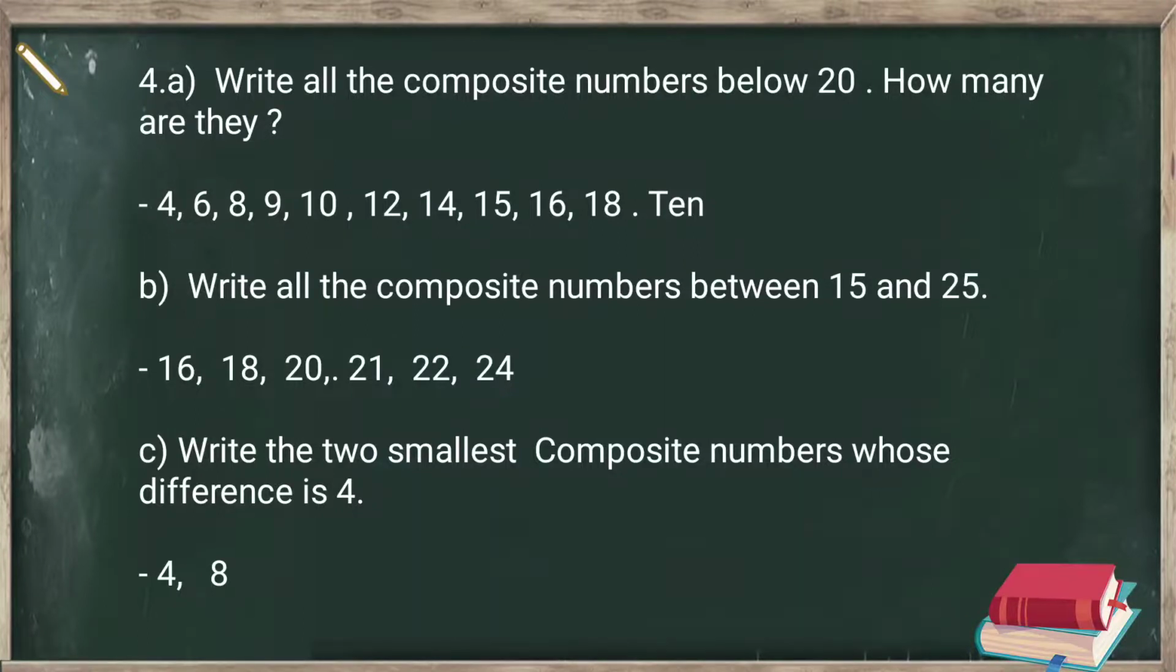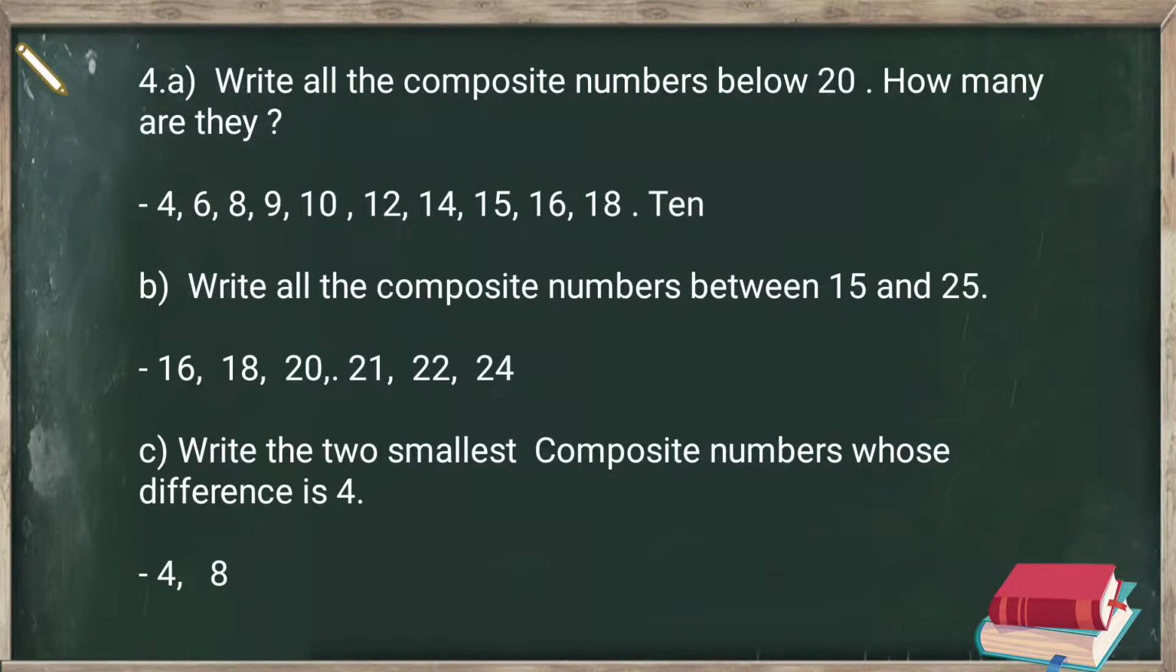Now we will discuss A part. We have: write all the composite numbers below 20. How many are they? Composite numbers are those which are not prime numbers. They are divisible by other numbers. So let's find out: 4, 6, 8, 9, 10, 12, 14, 15, 16, 18. So these are the composite numbers, and the total composite numbers below 20 are 10.